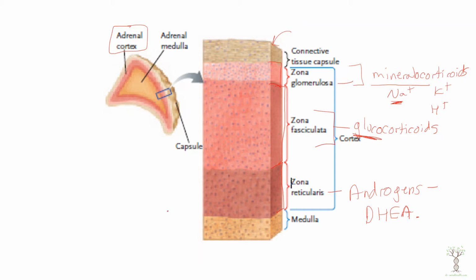And then the very inner part here, this is our medulla. Primarily, this is going to make epinephrine, about 80% of the catecholamines released from the medulla are epinephrine, and about 20% is norepinephrine. These have those sympathetic nervous system responses that we just talked about. So let's look at aldosterone first.